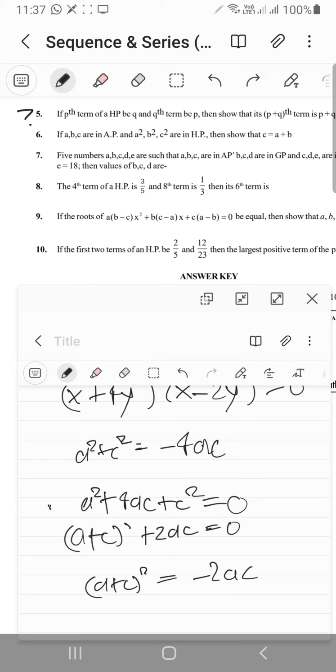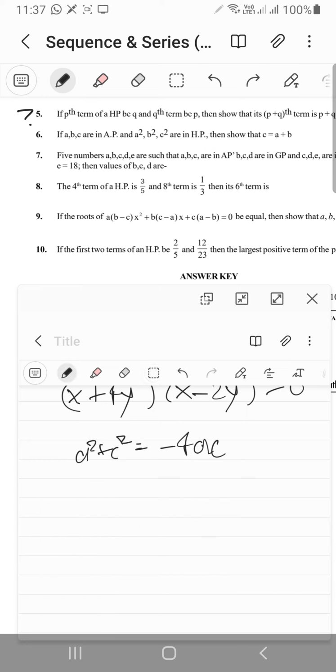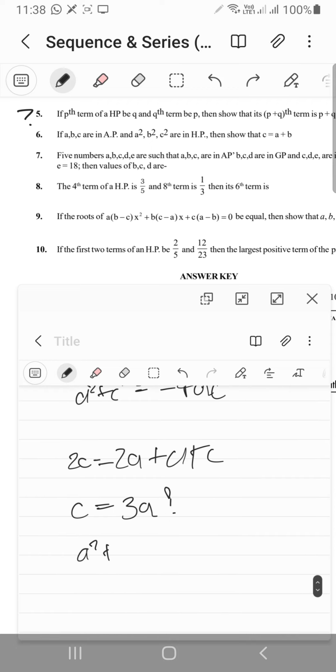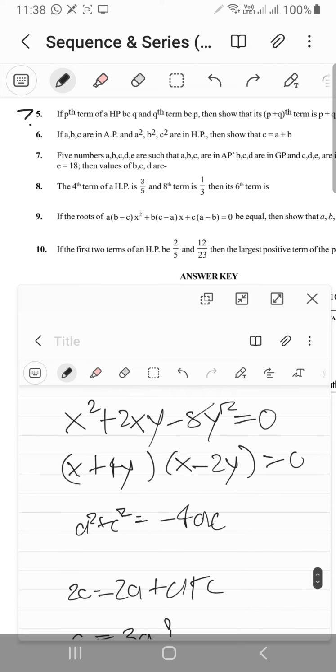From this equation, how can you show that c is a plus b? Think. Instead of writing b, we can directly write (a plus c) upon 2. So it's like 2c equal to 2a plus c. We have to show this thing. In other words, we have to show that c is 3a, but okay, this is weird. A squared plus 4ac plus c squared equal to 0. How does this mean that c is 3a? No, it doesn't mean that.